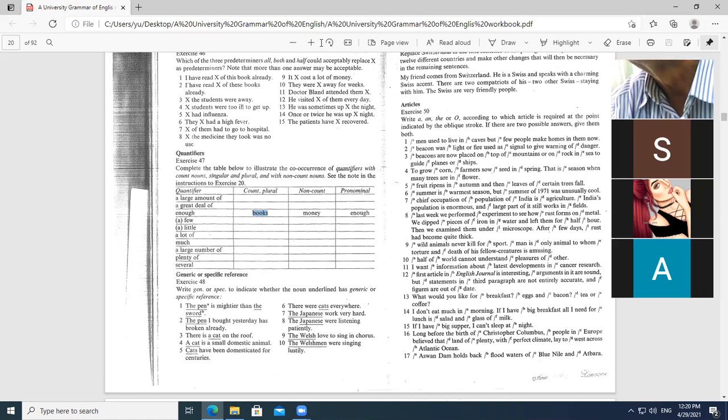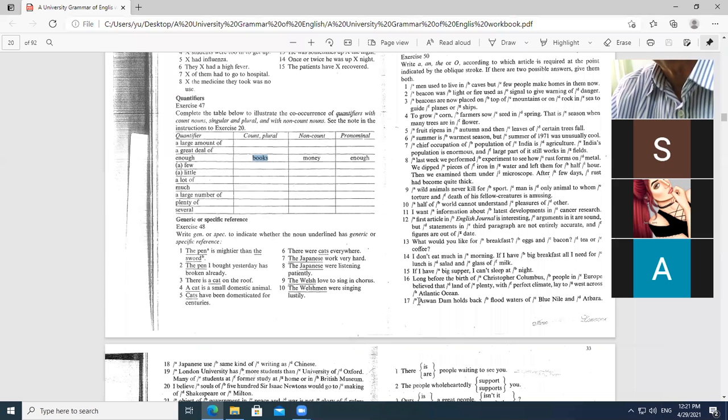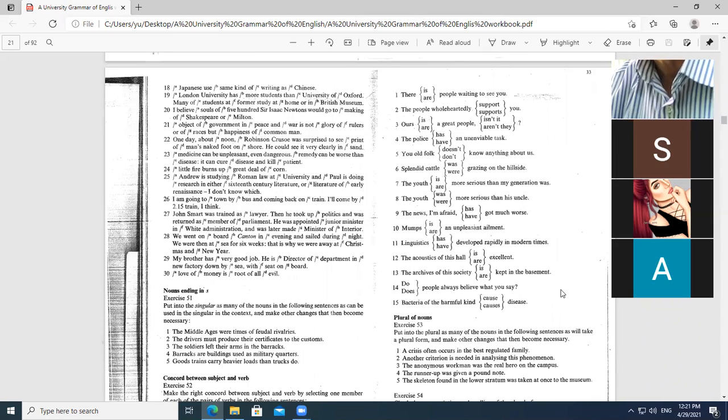The Aswan Dam holds back the flood waters of the Blue Nile and the Atbara. When we say the Aswan Dam holds back the flood waters of the Blue Nile and the Atbara, these are names of rivers, so we should use a different article. Yes.